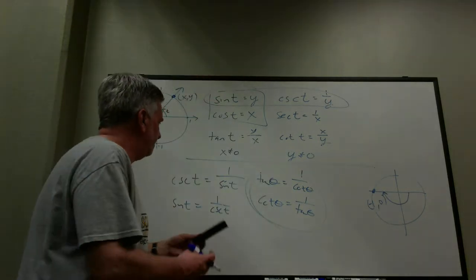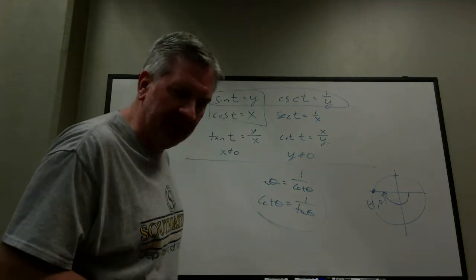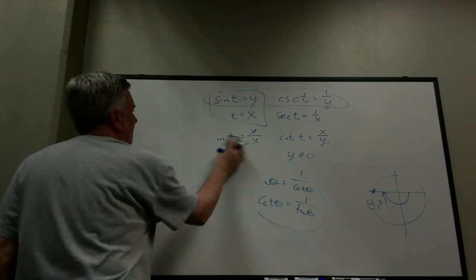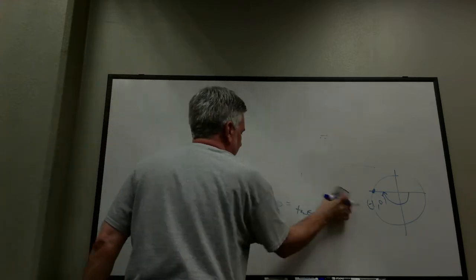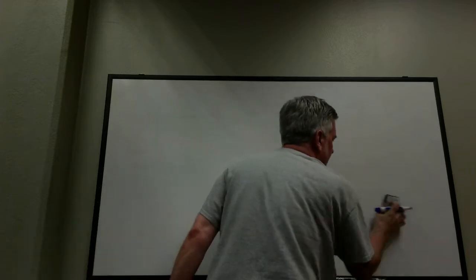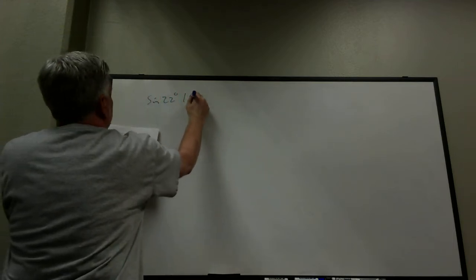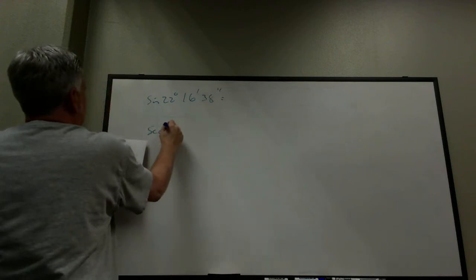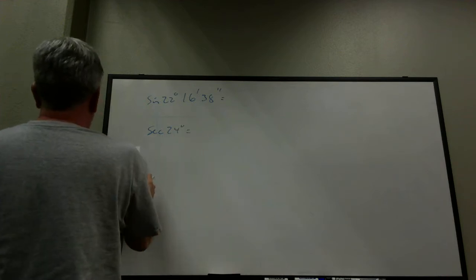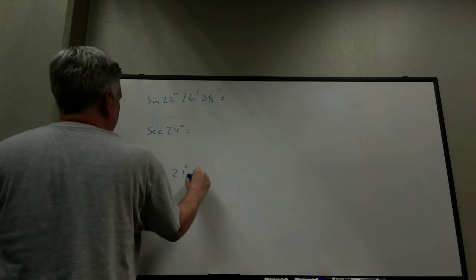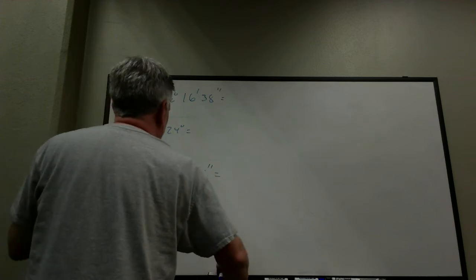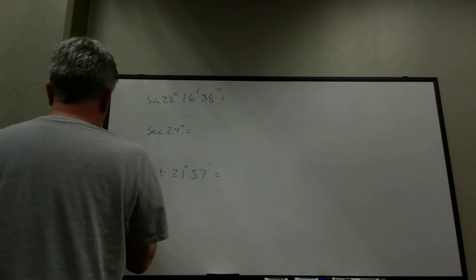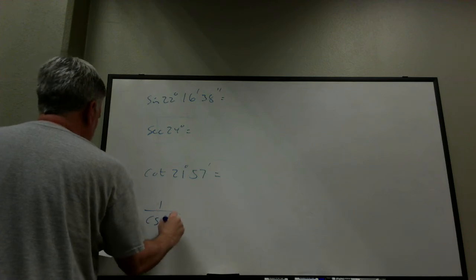Okay, so the next part is using the calculator. So we don't need this picture anymore. It says use the calculator to find each of the following. Let me write them all down. A is sine of 22 degrees, 16 minutes, 38 seconds. B is secant of 24 degrees. C is cotangent of 21 degrees, 57 minutes. And then the last one is 1 over cosecant of 28 degrees.